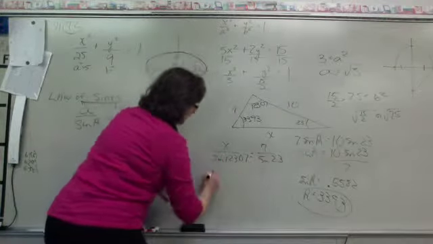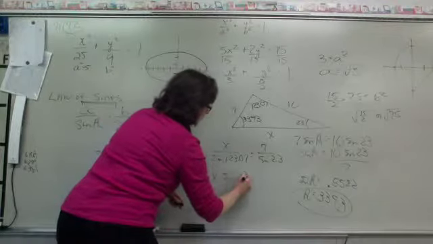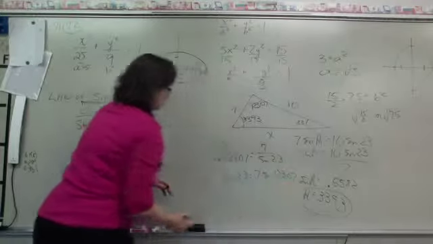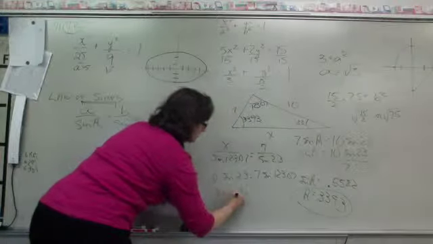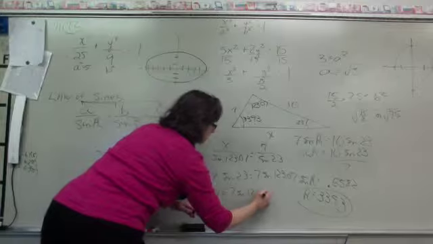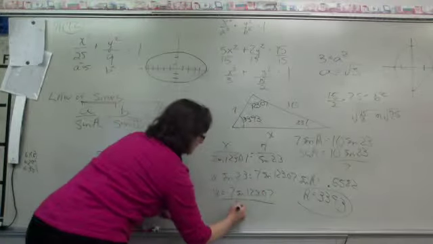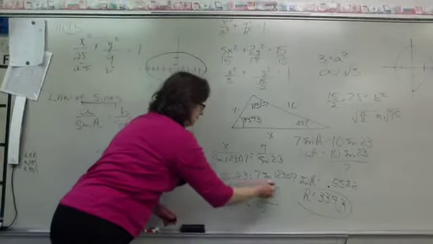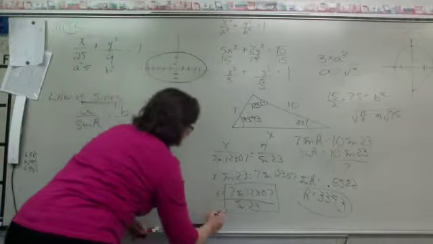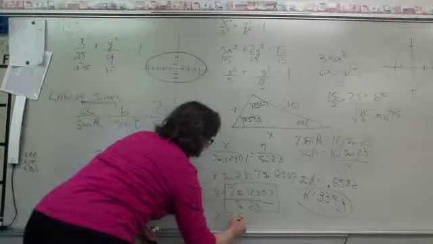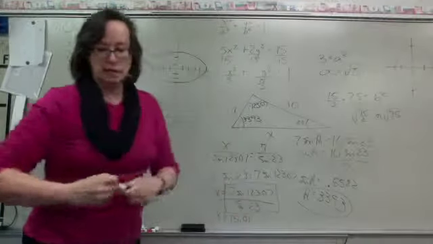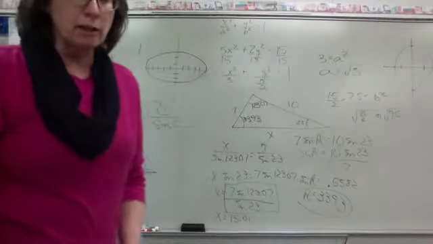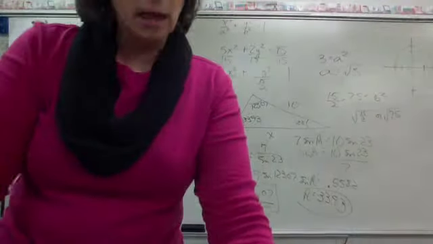So I get x sine 23 is 7 sine 123.07, and x is equal to 7 sine 123.07 divided by sine 23. Okay, so when we crank this out, x is 15.01. Very good. Now look at that little note down at the bottom of that example.